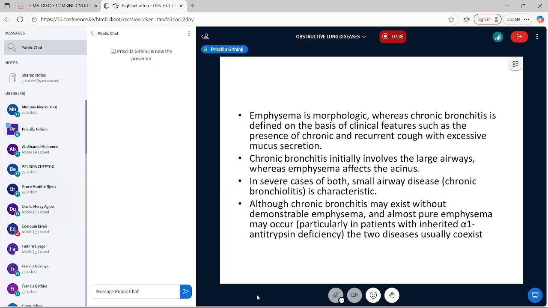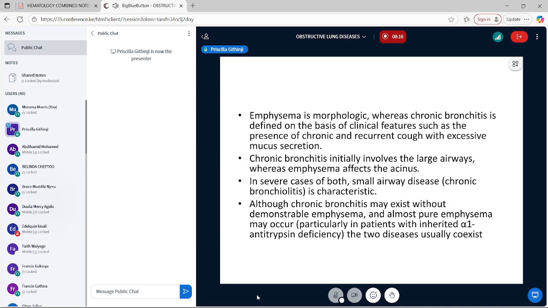So what makes a condition be called emphysema, another chronic bronchitis, another asthma and bronchiectasis? We're going to understand each one of them. Emphysema is usually morphologic: how the lungs appear when you take an X-ray or a CT scan will tell you whether this patient has emphysema, so it is based on appearance. Whereas chronic bronchitis is usually defined on the basis of clinical features, and we're going to see the definition of chronic bronchitis. So how the patient presents, how a cough presents, how shortness of breath presents.